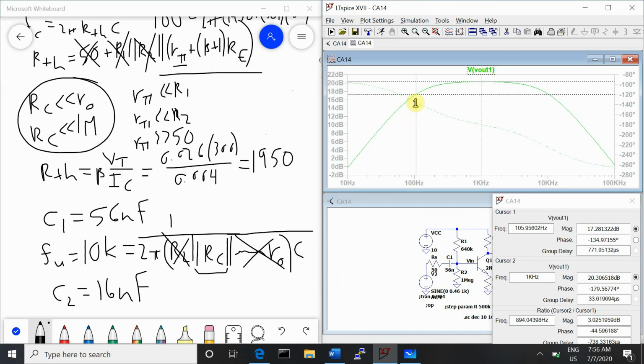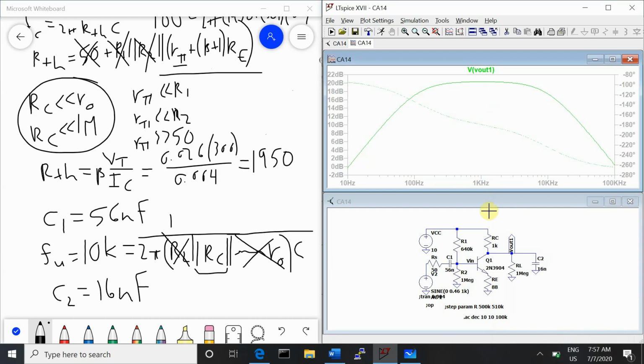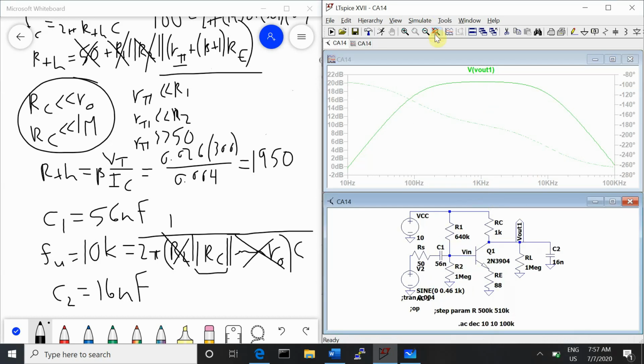And our point where we're 3 dB down is 105 hertz, which is within 10% of 100 hertz. So we're good there. And then up here at 10.23 kilohertz is our upper corner frequency. Here we're 3 dB down again. And that's also within 10%, so we're good to go. So that is our solution for part C.